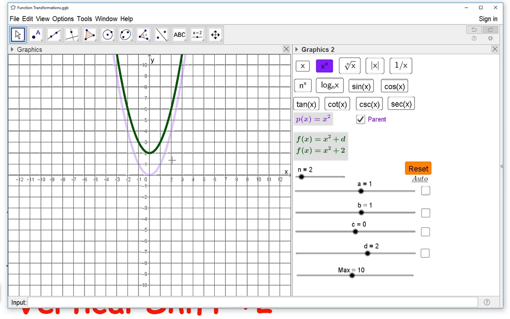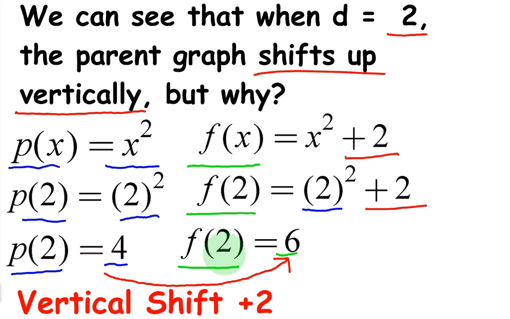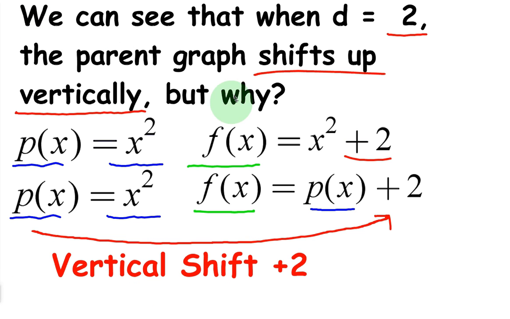And we can see it right here. F of 2 is 4. Sorry, p of 2 is 4. F of 2 is 6. It's 2 more than that. In general, we can see that when d is 2, you can take the original p of x value and add 2 to it to get the f function value.